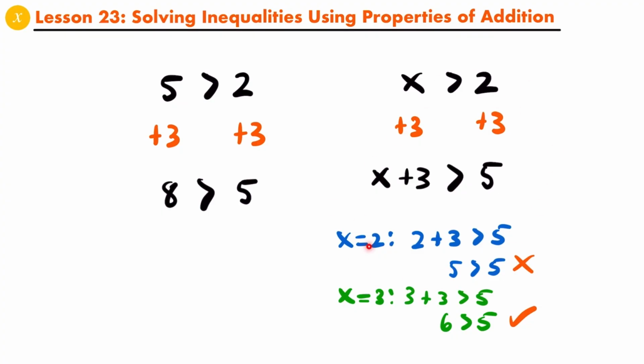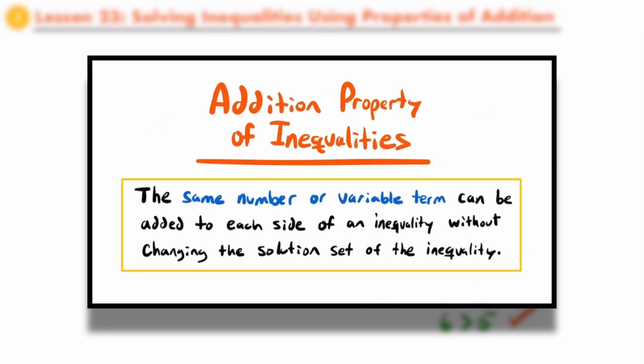And that would also still be true if we had a different inequality sign here. Okay, it doesn't have to be a greater than symbol. It can be a less than symbol, a greater than or equal to symbol, or a less than or equal to symbol. It doesn't matter. Adding or subtracting a value from both sides of that inequality will not change its solution set. Okay, so altogether, what we have looked at here is the addition property of inequalities, which says that the same number, or even a variable term, can be added or subtracted to each side of an inequality without changing the solution set of the inequality.